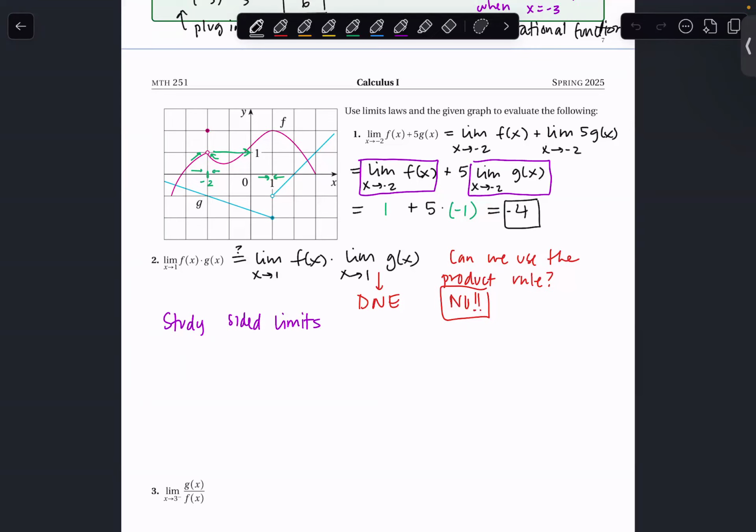Okay, so before we do number 2, do we have any questions on our rules or any of these examples that we went through on Friday?